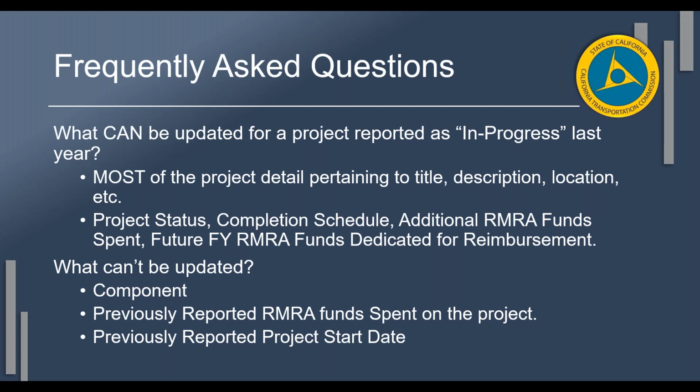What you cannot update is going to be the component that you had previously spent the funds on. You're not going to be able to change how that appears from a prior year. You're not going to be able to change the previously reported RMRA funds spent on that project. You cannot adjust that from a prior year. You cannot adjust the project start date from the prior year. All of that is set in stone. It is locked in the system. That cannot be adjusted.